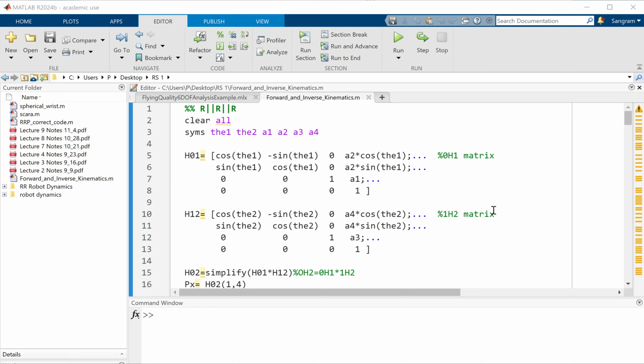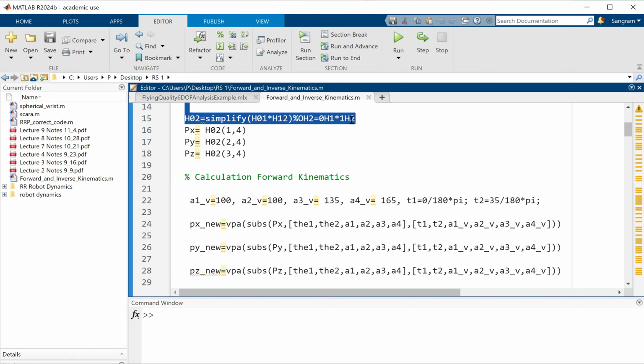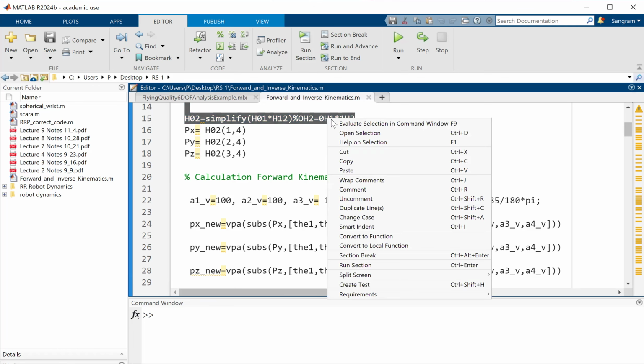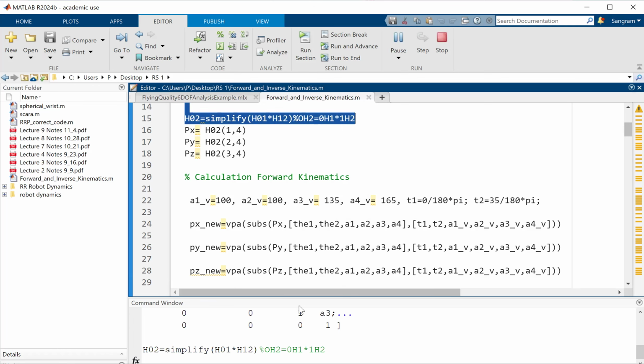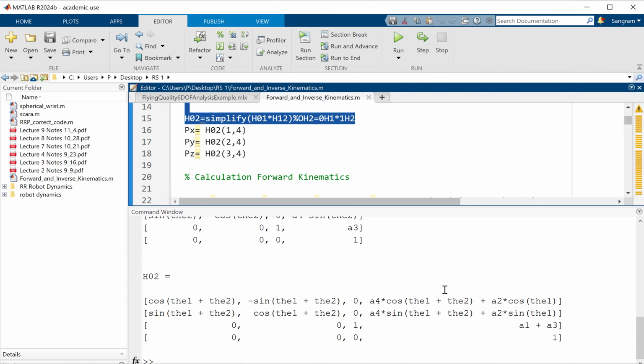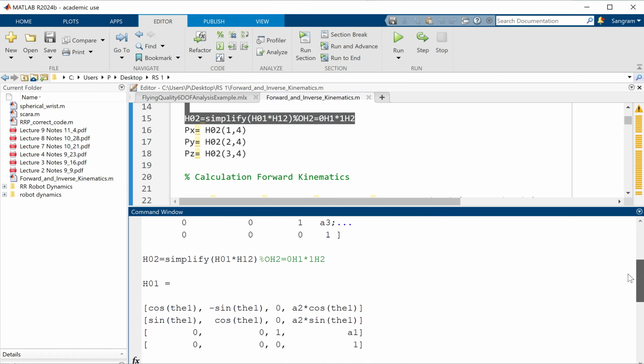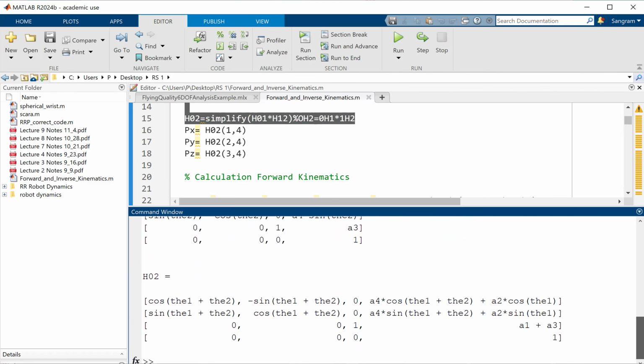Now, what I want you to do is run this much code. Don't run any more code. Just run the code up to line 15. I want you to go through this code and see that it did its multiplication, it did its simplification, and I want you to look at the result for a minute.